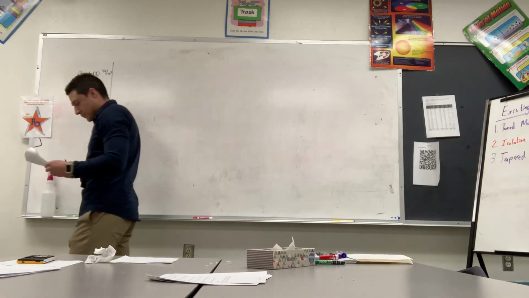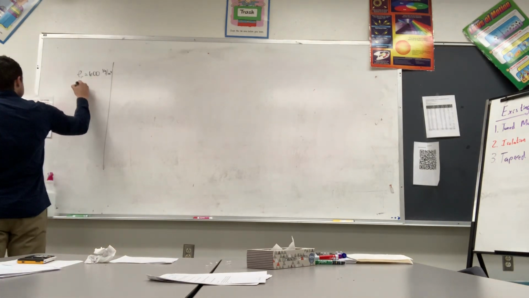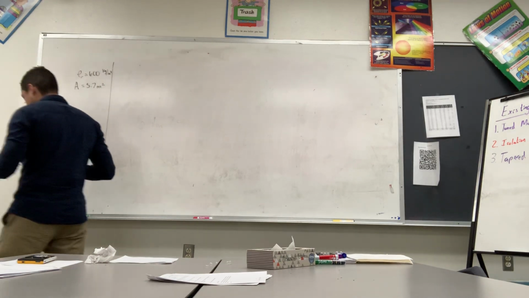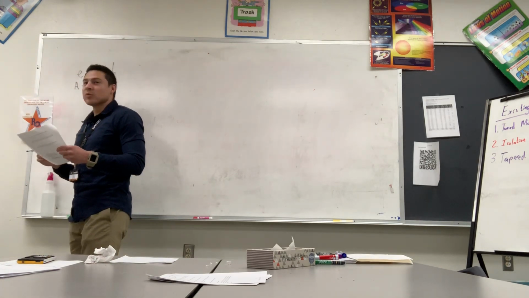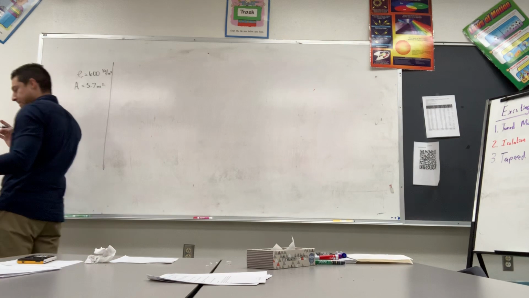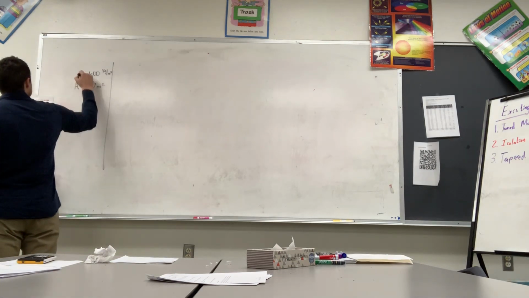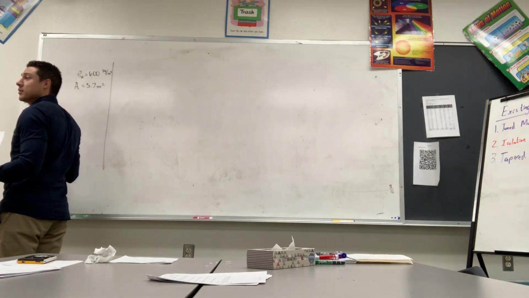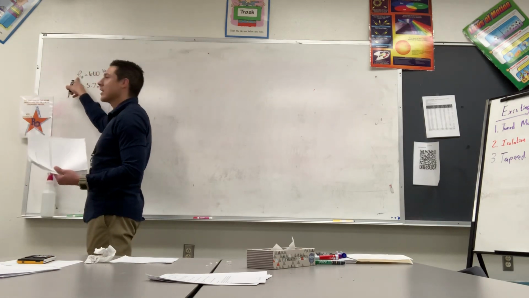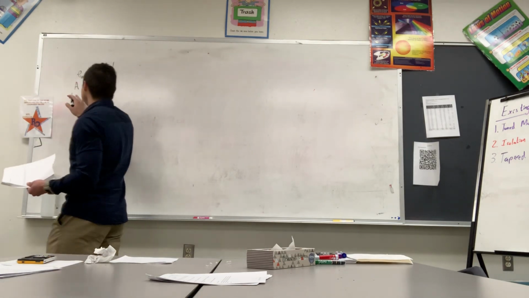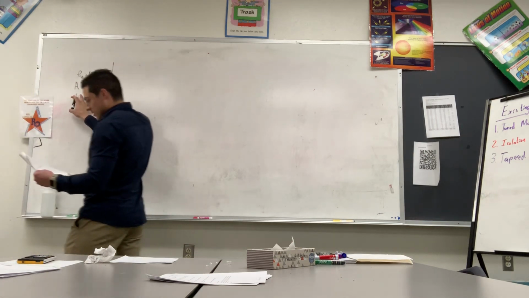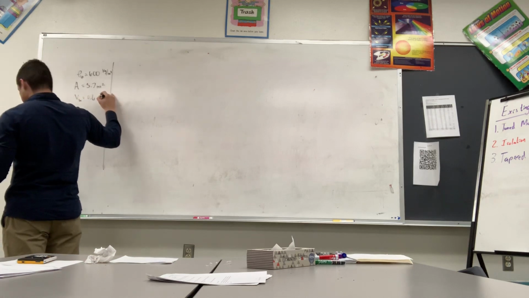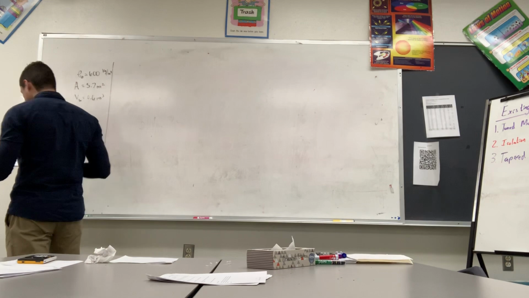What else? The surface area is 5.7, so we know the area: 5.7 meters squared. And the volume is 0.6 meters cubed. The volume of what, though, specifically? The boat, so I'll put B for boat. This is a Greek letter, rho, the little p. So the volume of the boat is 0.6 meters cubed.